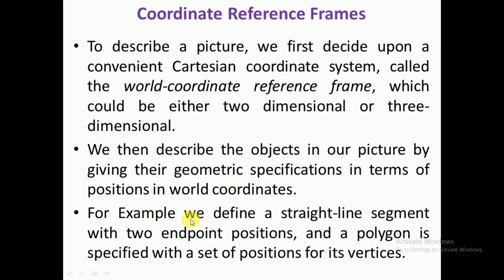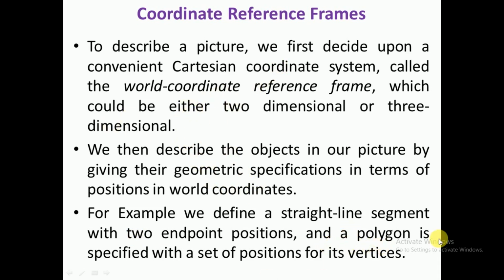For example, if you want to draw a straight line segment with 2 endpoint positions, you will specify only 2 endpoints, one starting point and one end point. For example, 10, 10 to 200, 200. Only this information I have to give as input. That is what is world coordinate.